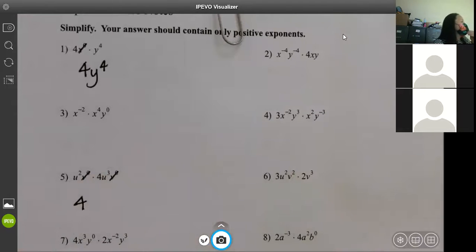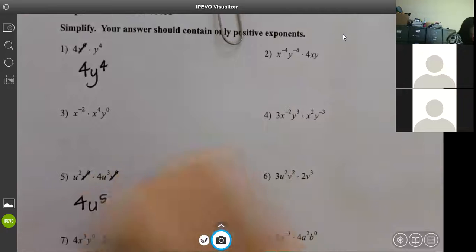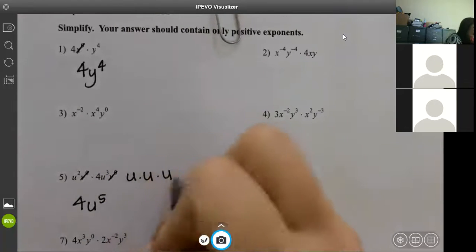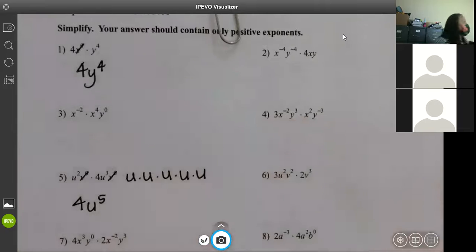All right, when you talk about multiple variables, if they're the same, you want to put them together, and the way you put them together is you add the powers. So how many total u's do you have in the problem? 5. How did you get 5? Remember u squared is u times u. U to the 3rd is u times u times u. So that makes a total of 5 u's.